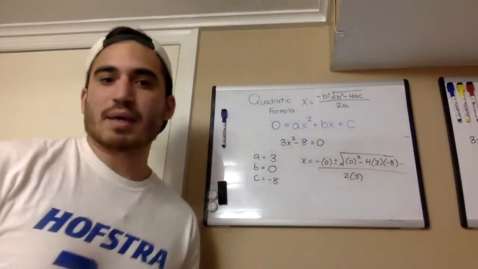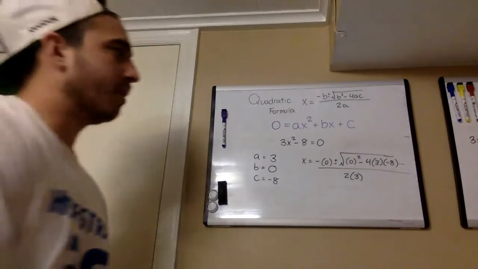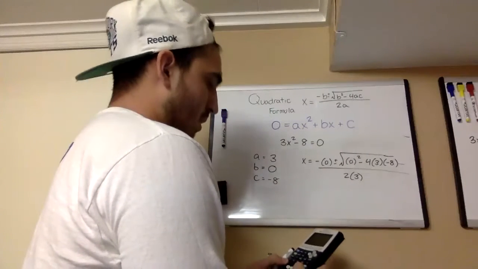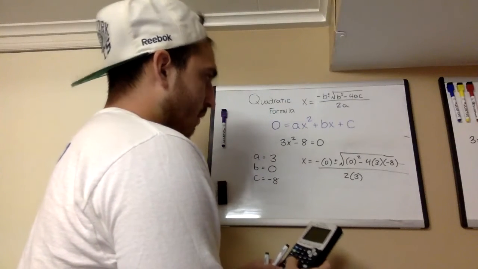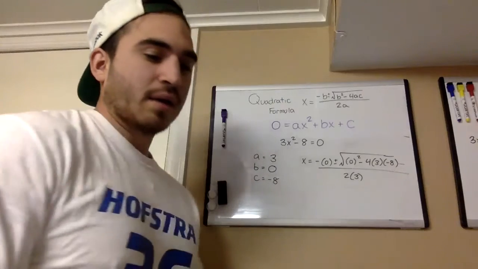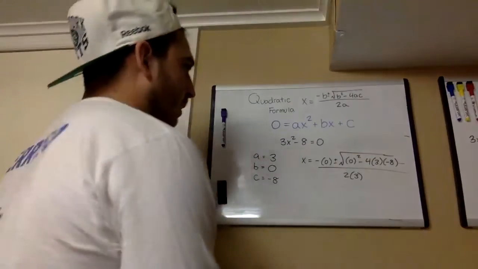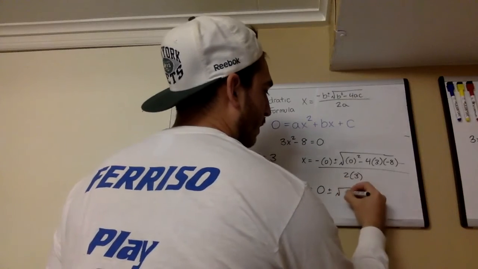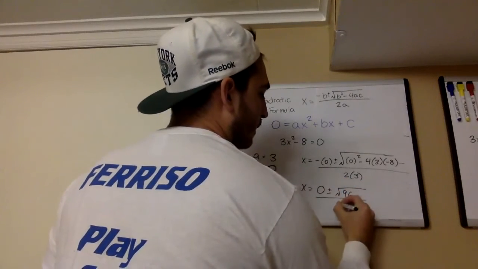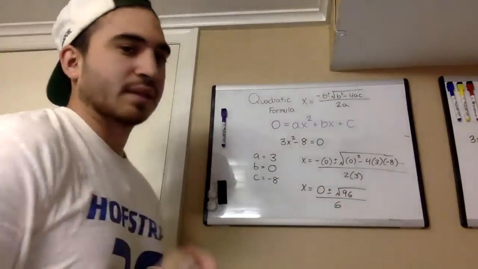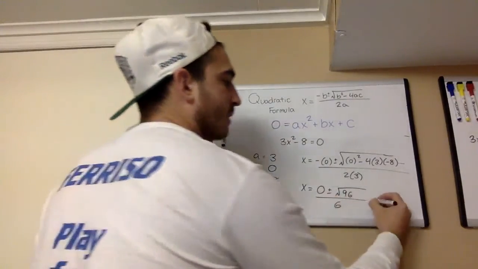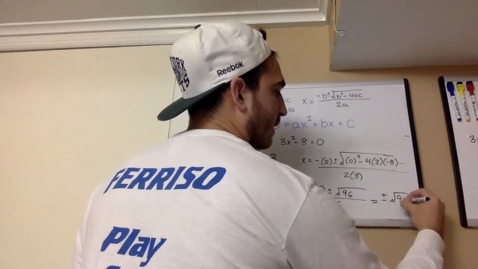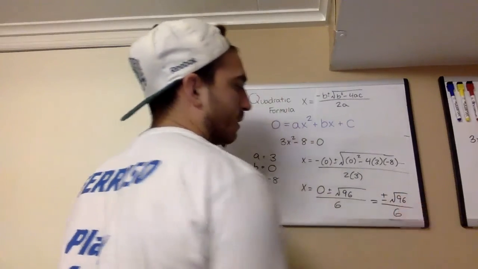So now if I grab my calculator real quick, I put everything that's under the square root into the calculator. So I put 0 squared minus 4 times 3 times negative 8. And I end up getting 96. So this is going to be x equals 0 plus or minus the square root of 96 over 6. And since the square root of 96 is not a perfect square, you can just leave it like this, or you can even take out the 0. You can leave it as plus or minus square root of 96 over 6.